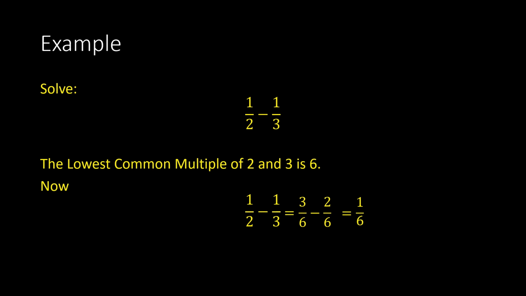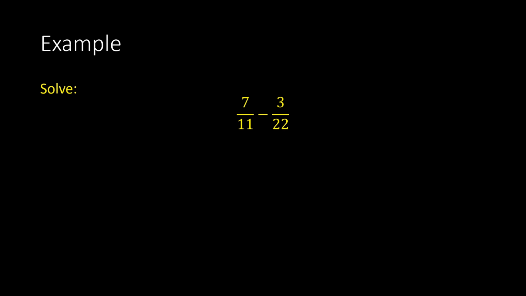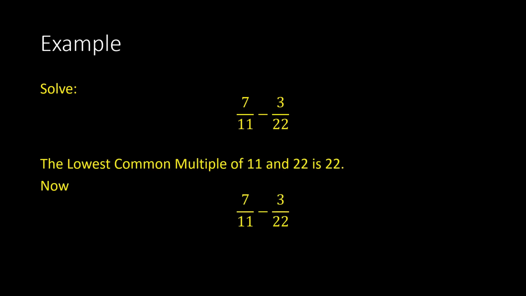Now let's subtract two fractions from each other. As before, convert the fractions so the denominators are the same. The denominators are 11 and 22. The lowest common multiple, or LCM, of 11 and 22 is 22. So, we multiply the numerator and denominator of 7/11 by the same number 2 to give 7/11 equals 14/22. And we can leave the fraction 3/22 as it is, because the denominator is already 22.